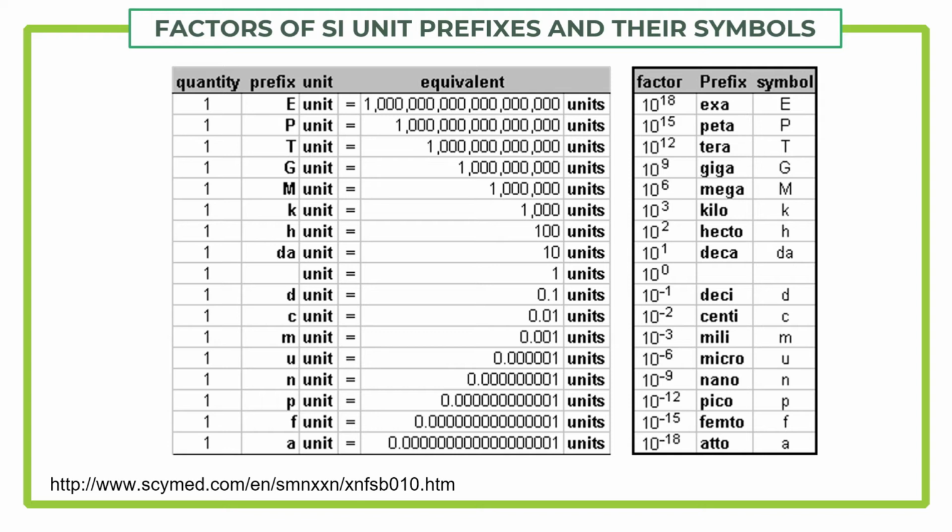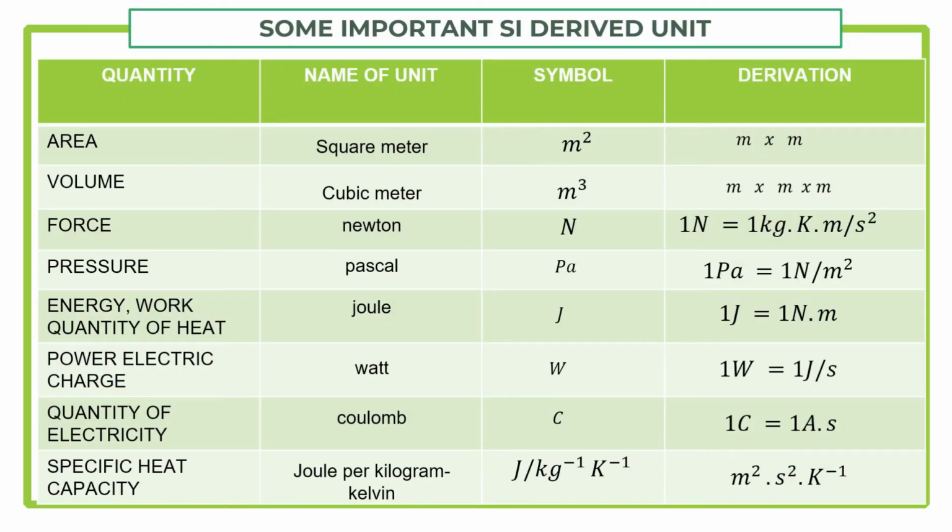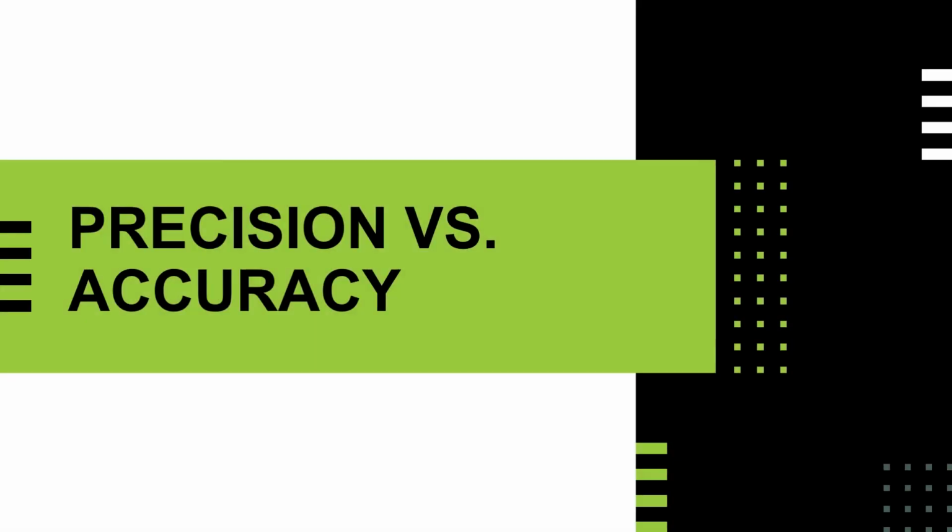So these are the factors of SI unit prefixes and their symbols. This is an image made by Skime.com. If you want another image, just go to that website. We use scientific notation in order to shorten the different quantities or equivalents of those factors. Then these are the other important derived units, which I will not tackle. Just be familiarized with this.